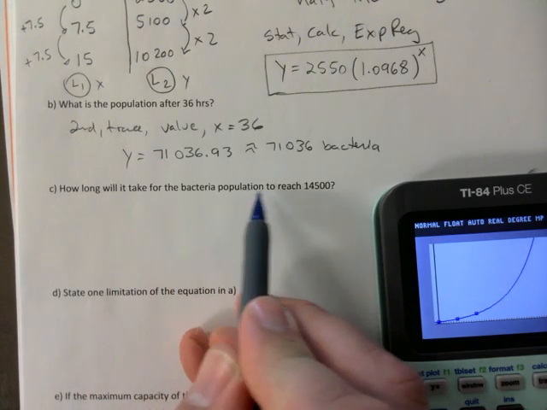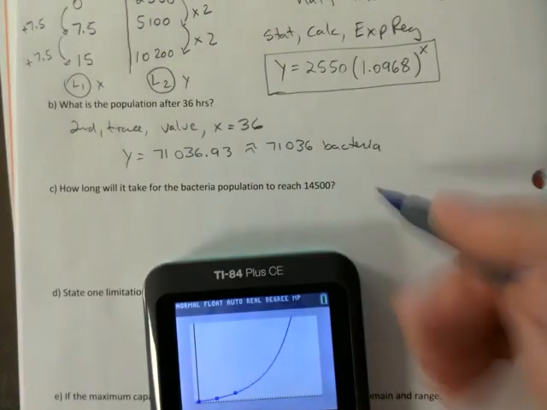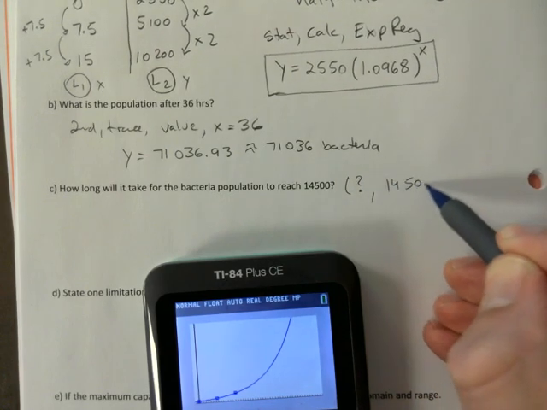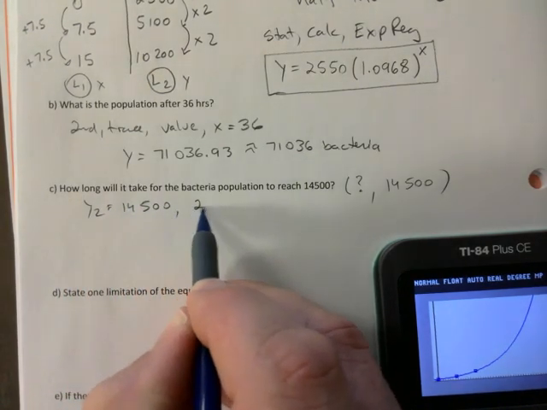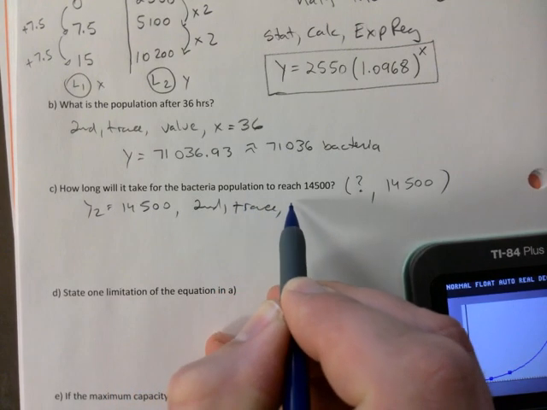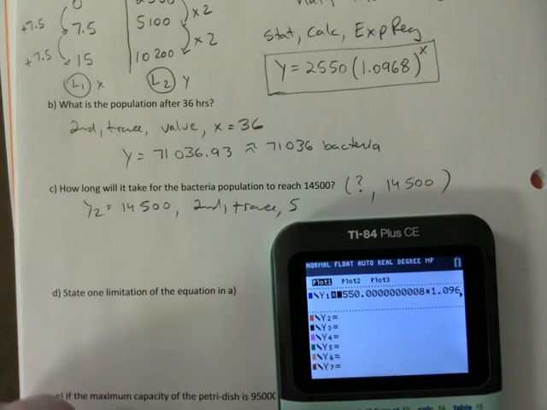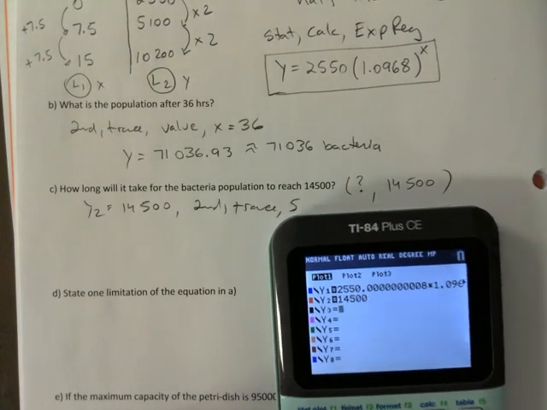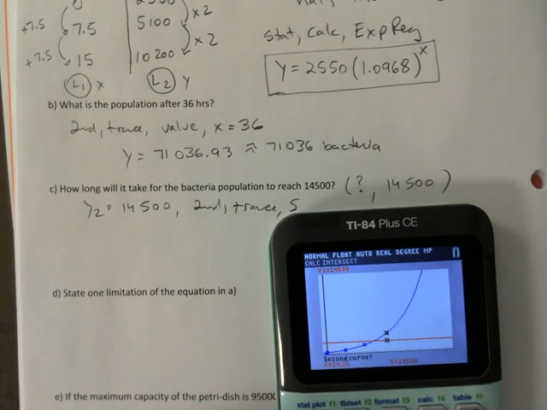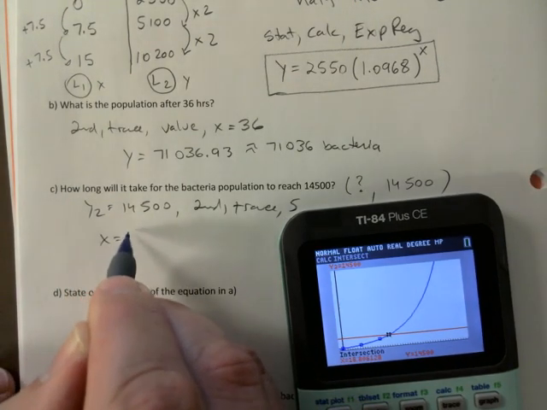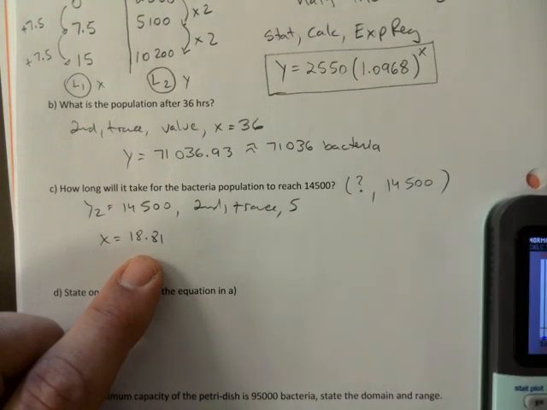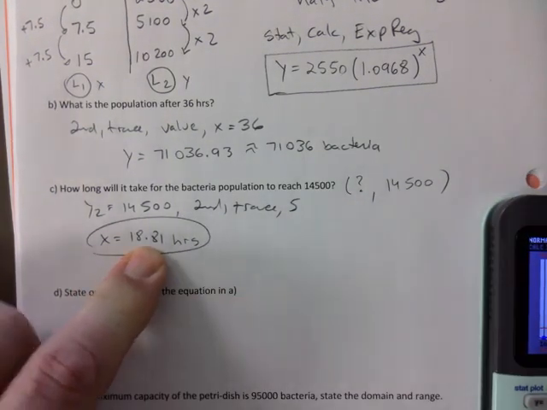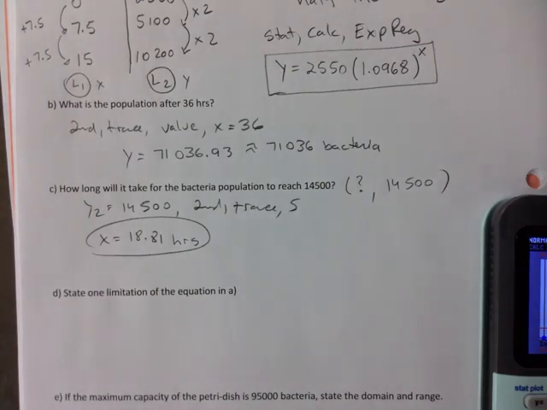How long will it take for the bacteria population to reach 14,500? Right, so they're asking, hey, what's the time if this is 14,500? So I let y2 equal 14,500, and then I find the intersection between those two lines. And x is going to be 18.81 hours. If you put units and just one number like that, you're good to go. Just don't give me coordinates and don't state specifically which one it is that we're looking for.